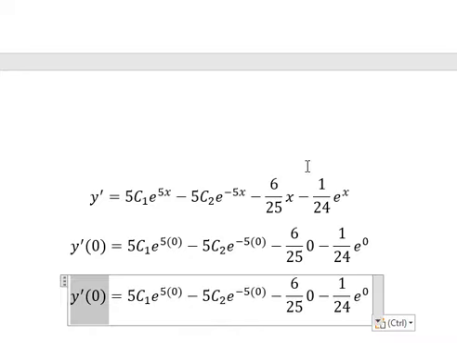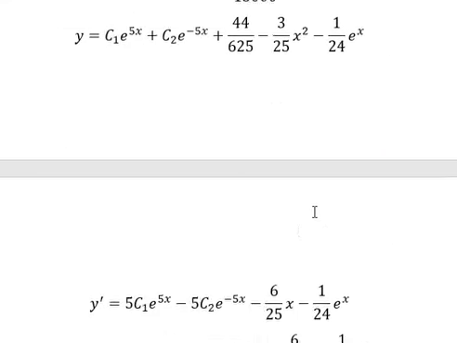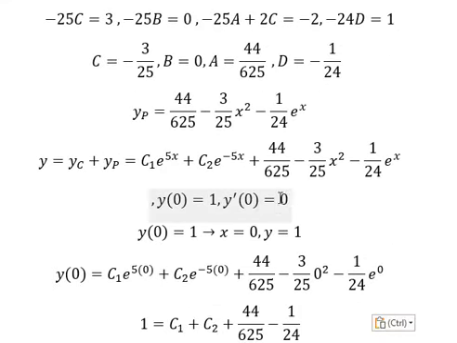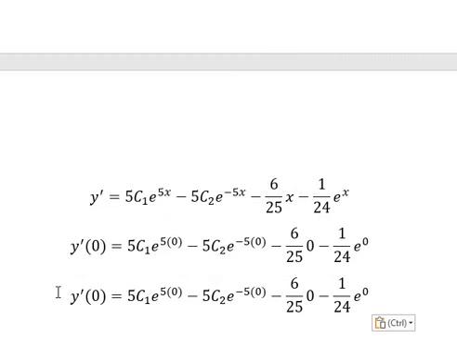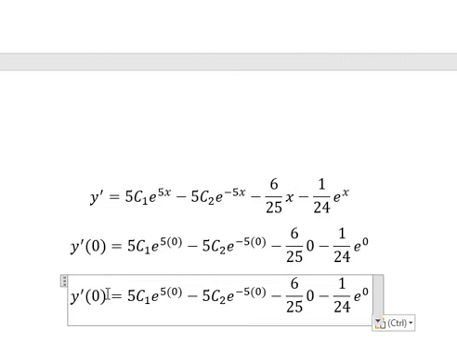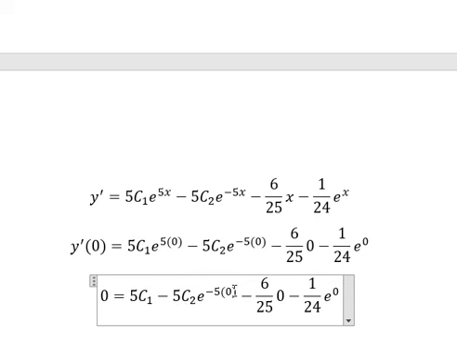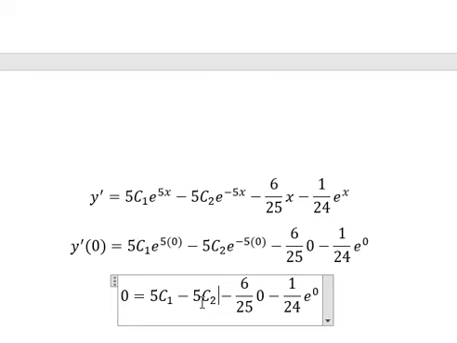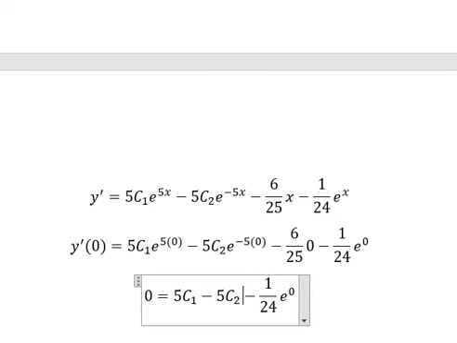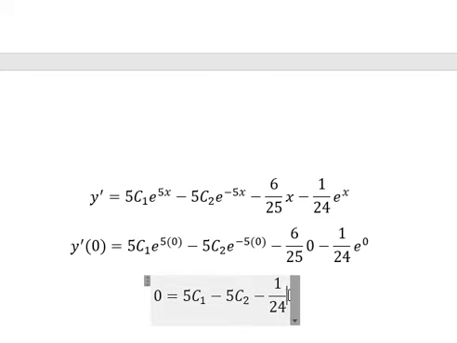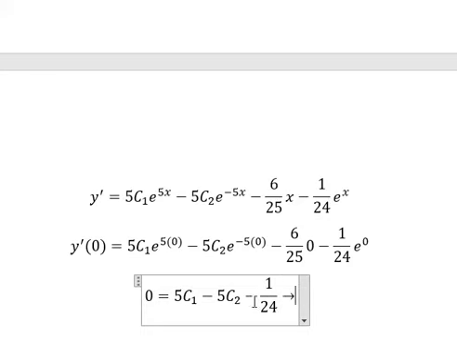So this one is about 0 in here. This one we have 1. This one we have 1. This one we have 0. This one we have 1. So I will put negative 1 over 24 to the left.